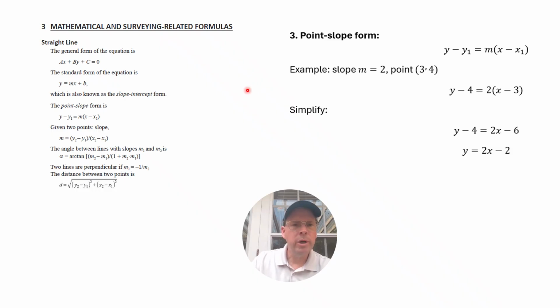Okay, the next equation that we have is the point-slope form, which is this right here. It's y - y1 = m(x - x1). So for example, we had a slope of m = 2 at the point (3, 4). You just put in the values, so y1 is 4, x1 is 3, and solve and simplify for y. The equation for that line that goes through that point and has that slope is y = 2x - 2.